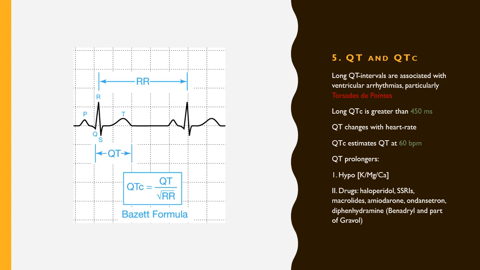Important knowledge to have is that hypomagnesemia, hypokalemia, and hypocalcemia can cause prolonged QT. Also, 6 important drugs that prolong QT: antipsychotics, SSRIs, amiodarone, macrolide antibiotics, ondansetron, and diphenhydramine, which is the active ingredient in Benadryl and Gravol. These drugs are also known as the antis: antipsychotics, antidepressants, antiarrhythmics, antibiotics, and antiemetics.